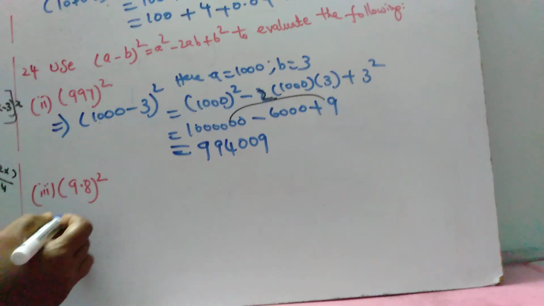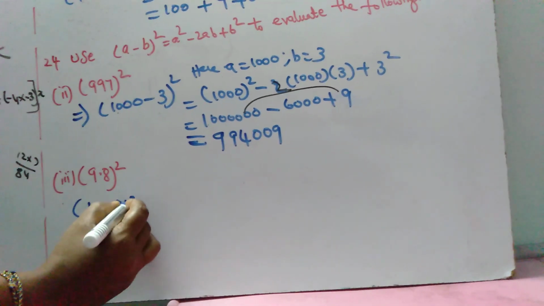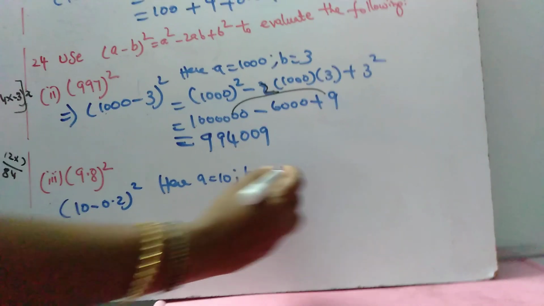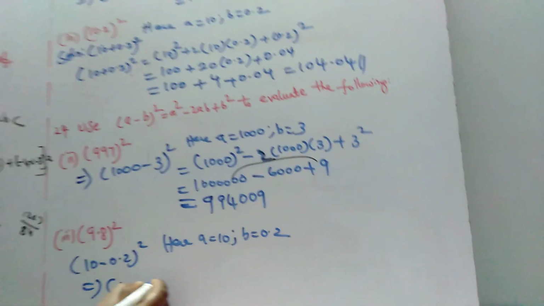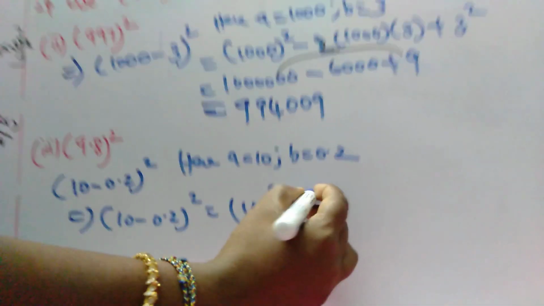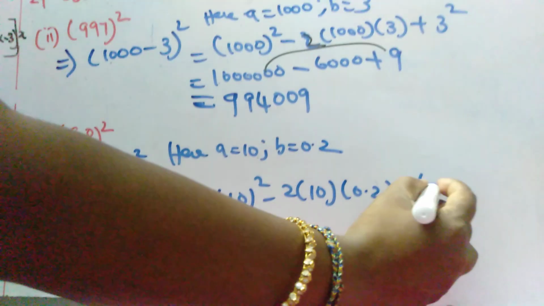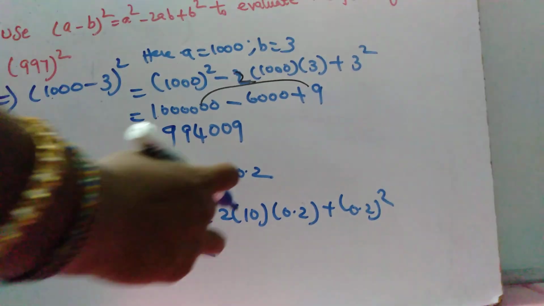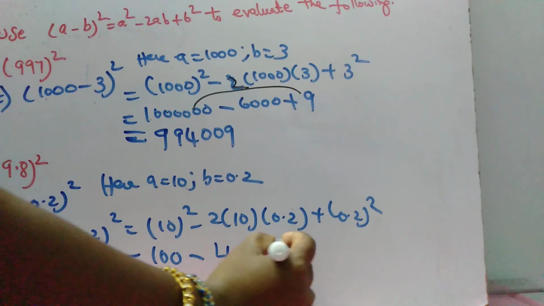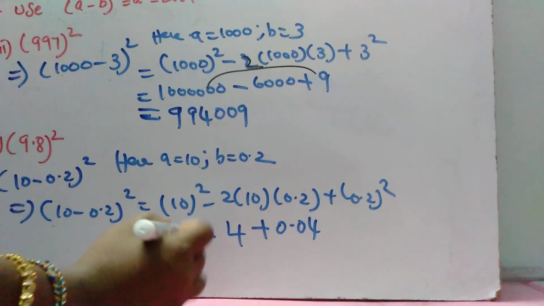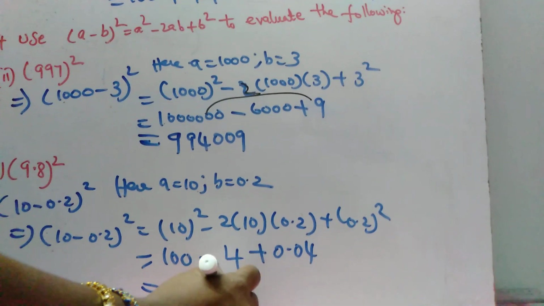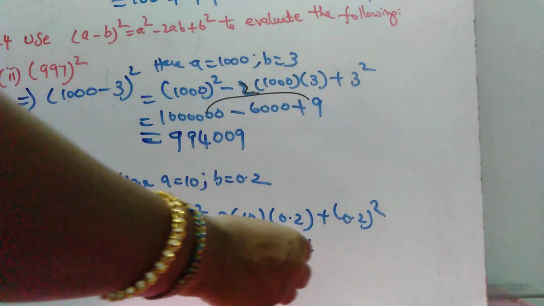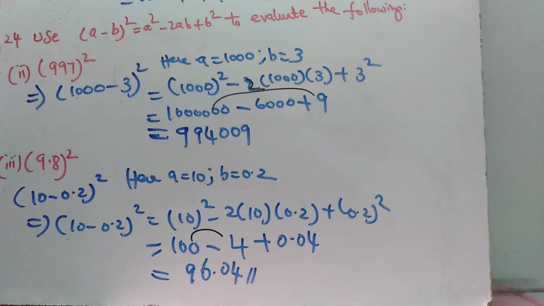Next one. Here this can be written as 10 minus 0.2 the whole square. Here a equals 10, b equals 0.2. So which implies 10 minus 0.2 the whole square is equal to 10 square minus 2 into 10 into 0.2 plus 0.2 the whole square. So which is equal to 100 minus 4 plus 0.04. So here 100 minus 4 becomes 96. Then plus 0.04, you will be getting 96.04 is the solution.